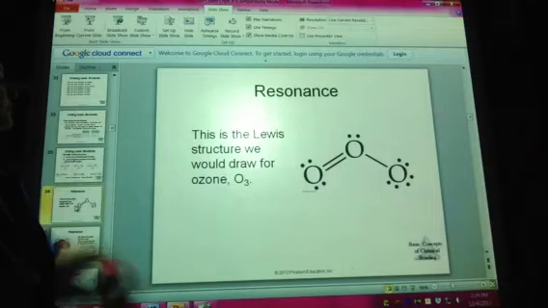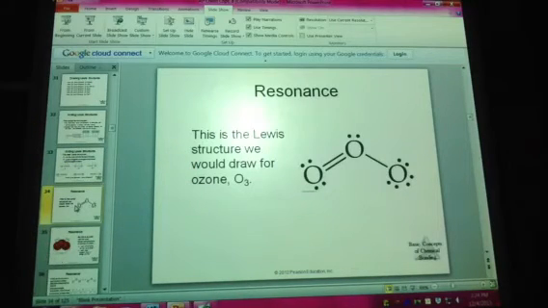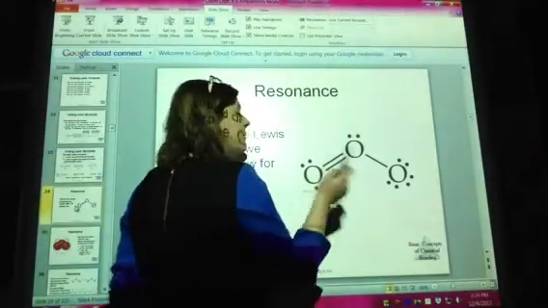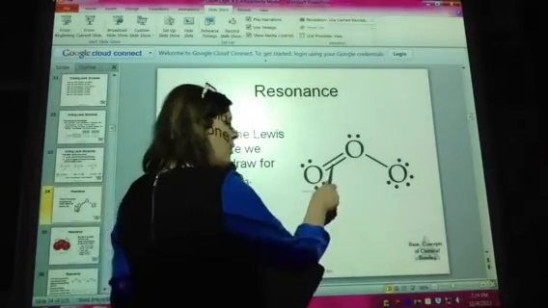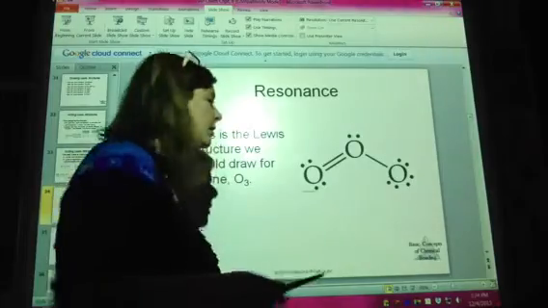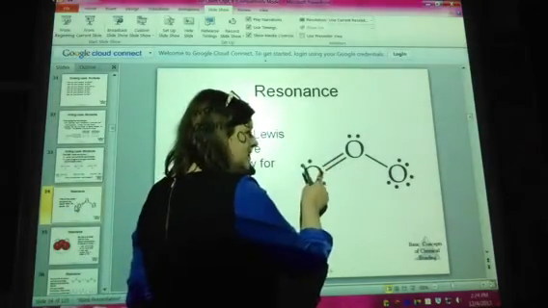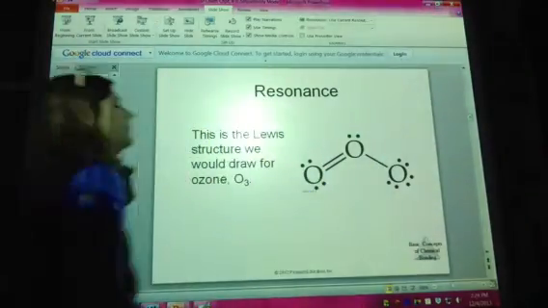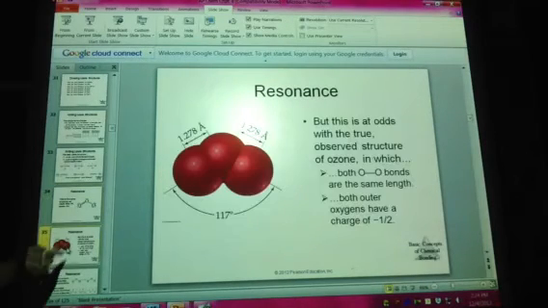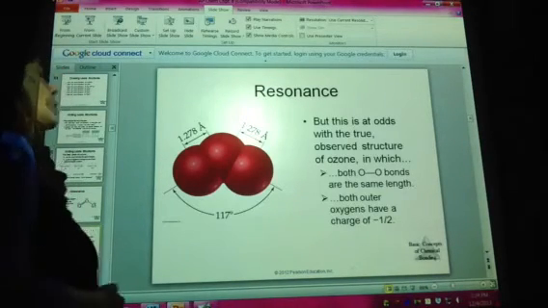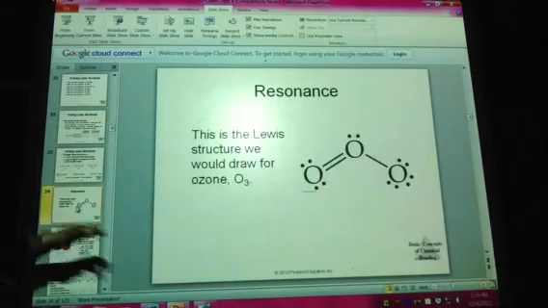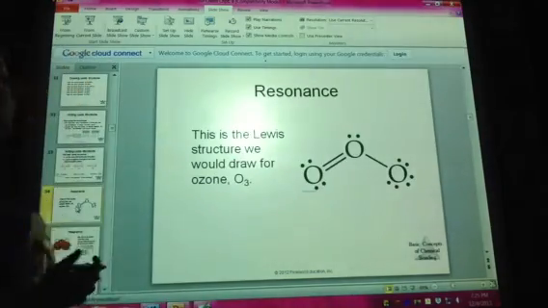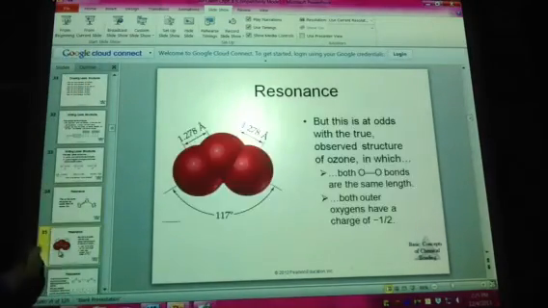So this is the Lewis structure that we would draw for ozone, which is O3. And we're getting into something that's called resonance. My double bond doesn't matter where the double bond goes. It could go over here, but could I also draw a Lewis structure where the single bond was here and the double bond was over here? You absolutely could. It's crazy not to. So this is what we draw for our Lewis structure, but it's not what we observe ozone to actually act like.